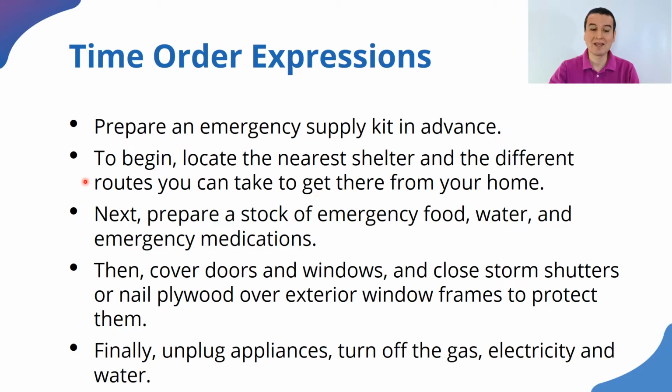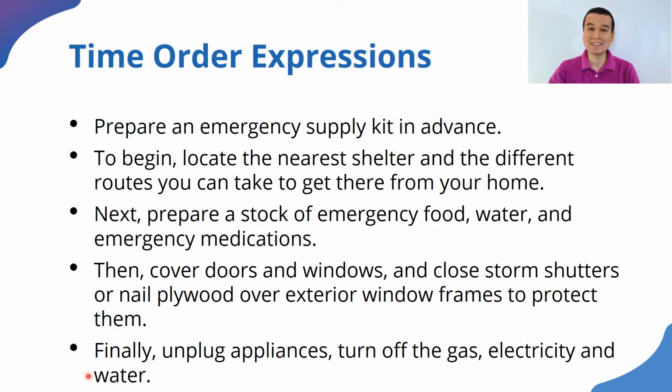All right? Next, prepare a stock of emergency food. Means a stock is a set, a group, a collection of emergency food, water, and emergency medications, things that you might need in case of an emergency. Then, cover doors and windows and close storm shutters or nail plywood over exterior window frames to protect them. Good. Finally, unplug appliances, turn off the gas, electricity, and water.